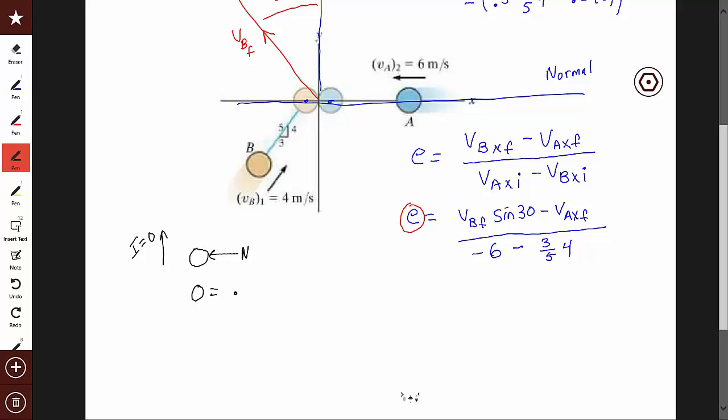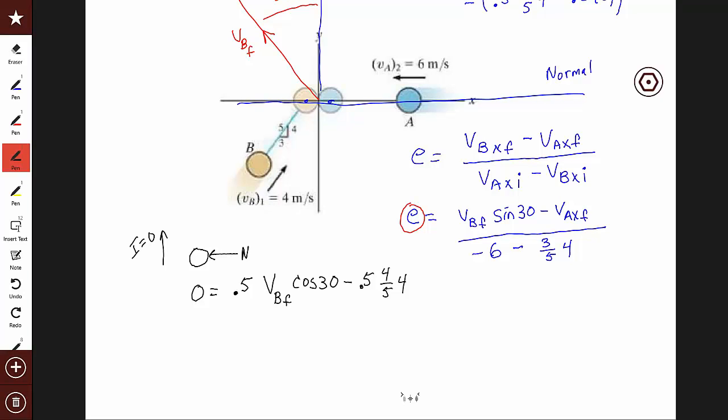So we'll say final momentum in the y direction, mass, and we're only looking at B now. The mass of B times the final velocity of B, that'd be VB final times the cosine of 30 degrees. That's the final momentum. The initial momentum in the y direction is 0.5 times the y velocity, that'd be 4/5 times 4. So that's a third equation you can then use for the other.